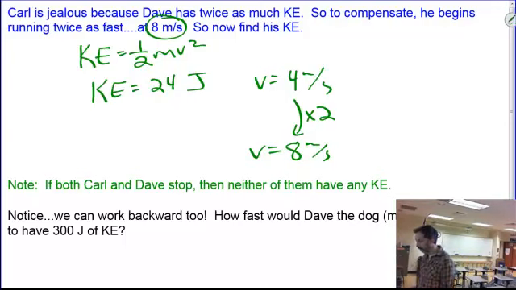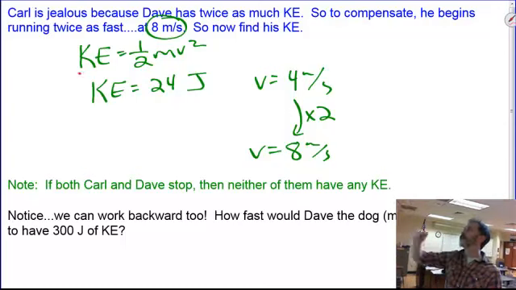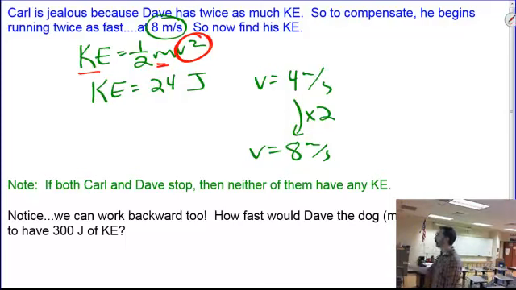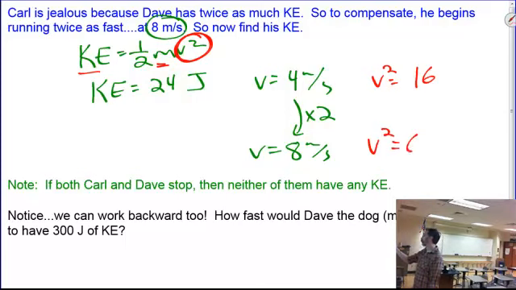All right? But unfortunately, it doesn't work because look, the kinetic energy is proportional to the mass, okay? But with velocity, it's proportional to the velocity squared. It's proportional to the velocity squared. So take a look at what the velocity squared is. Over here, his starting velocity squared is 16. His ending velocity squared is 64, right? And so because of that, his velocity squared actually increases by a factor of 4.